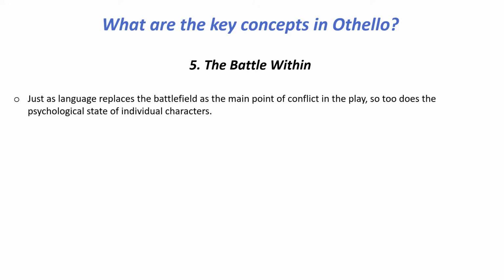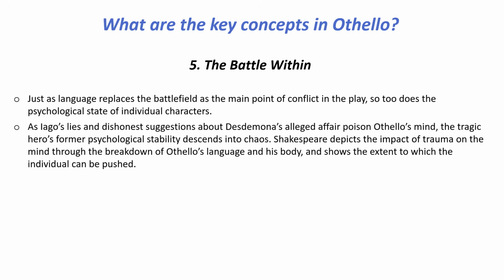So just as language replaces the battlefield as the main point of conflict in the play, so too does the psychological state of the individual characters. As Iago's lies and his dishonest suggestions about Desdemona's alleged affair poison Othello's mind, the tragic hero's former psychological stability descends into chaos. And it's really interesting to look at how Shakespeare depicts the impact of trauma on the mind.